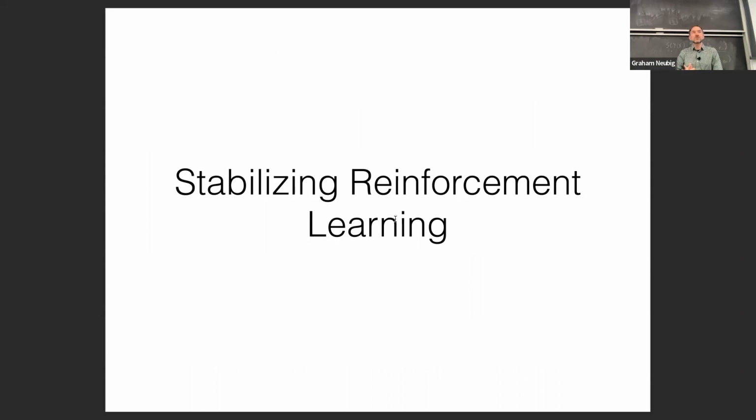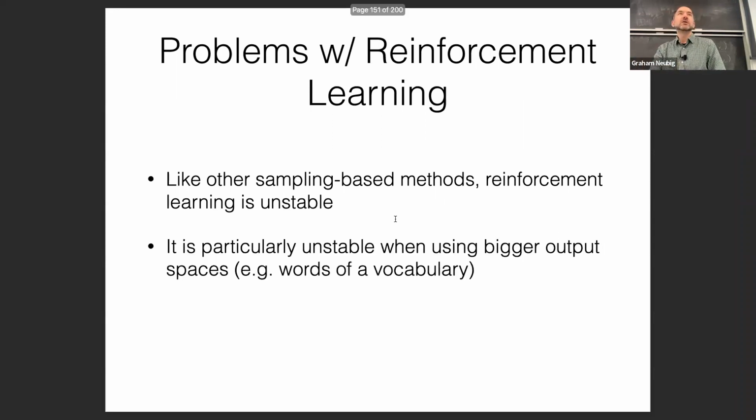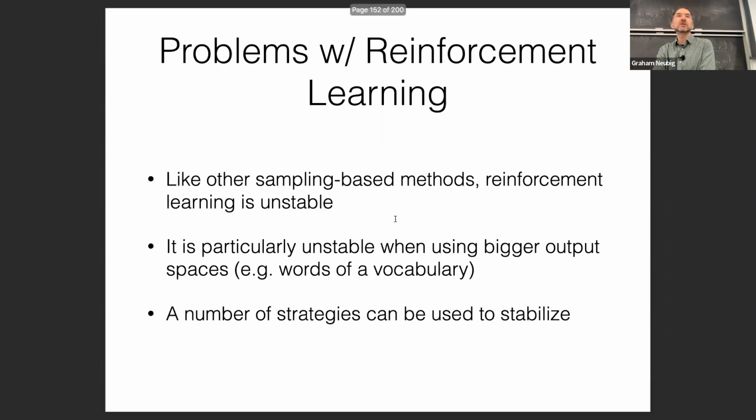So I think reinforcement learning is interesting conceptually. It allows us to do a lot of things that we wouldn't be able to do normally, like optimizing a dialogue system based on task completion or something like this, or optimizing sequence models to increase BLEU score or whatever. But there are some problems. One problem is, like other sampling-based methods in general, reinforcement learning can be unstable because we're only sampling a small number of outputs. In particular, it's unstable when using bigger output spaces, such as the words of a vocabulary.